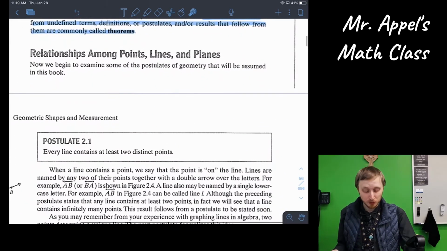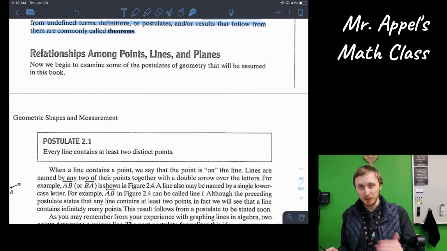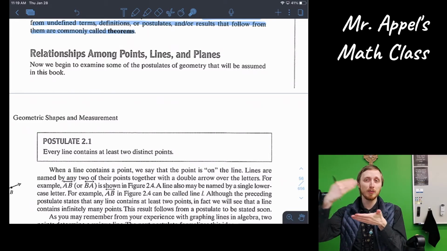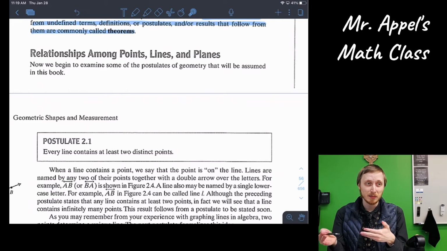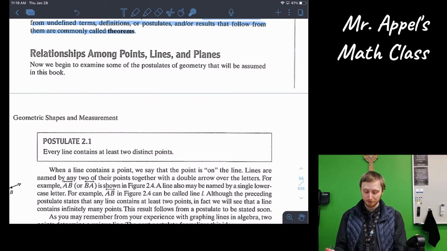Now, some actual relationships among the points, lines, and planes. Now we begin to examine some of the postulates of geometry that will be assumed in this book. And assuming is not a bad thing here. It means this is so simple, we cannot prove it with other prior simpler things, because this is the simplest relationship we can establish at the beginning.